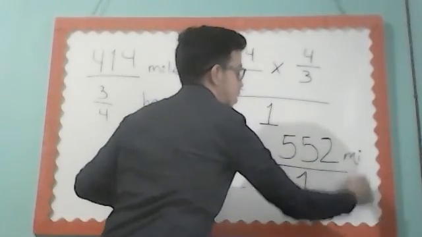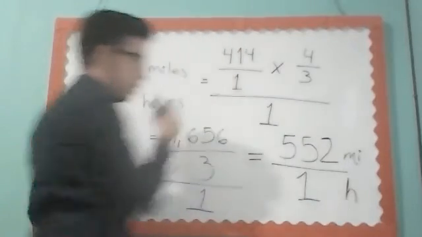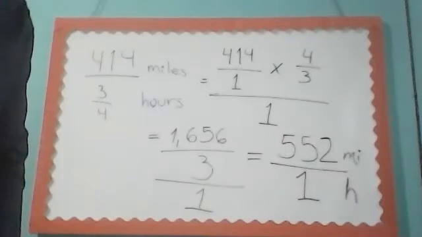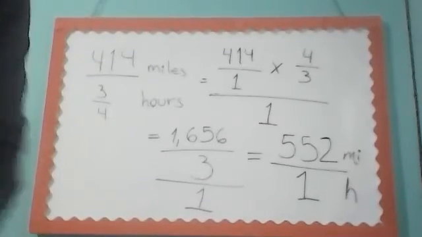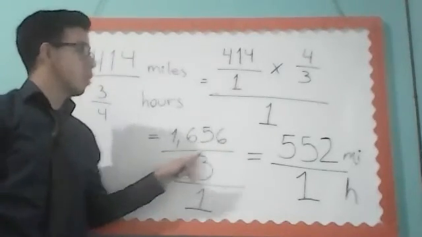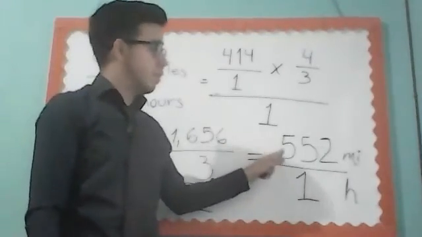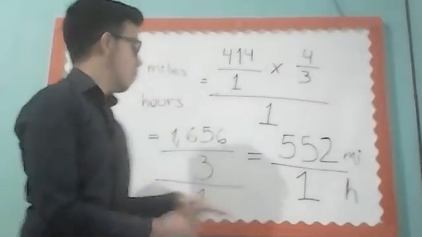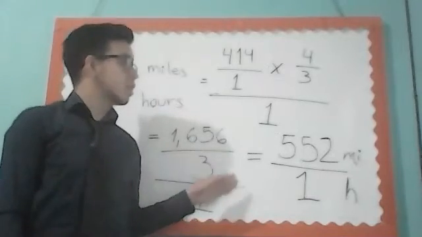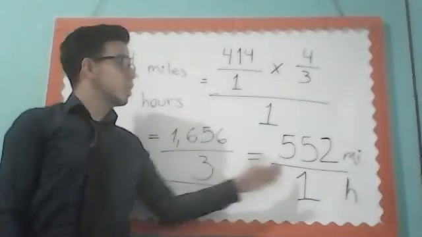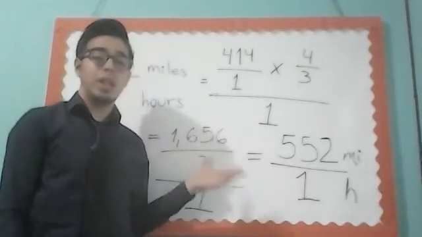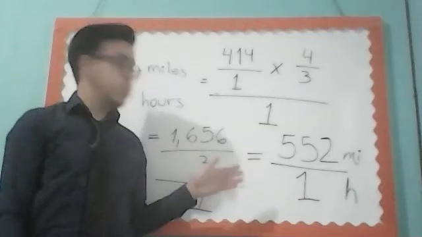This is the miles and this is the hour. You need to divide because you can. If you divide 1,656 by 3, it is an exact division, and you obtain 552 miles divided by 1 hour. Remember that the 1 is going to be in the denominator. You need to copy the 1 because the 1 is the important part. This is the number of hours, the number of cups, the number of things that they are asking. So you need to copy the 1.